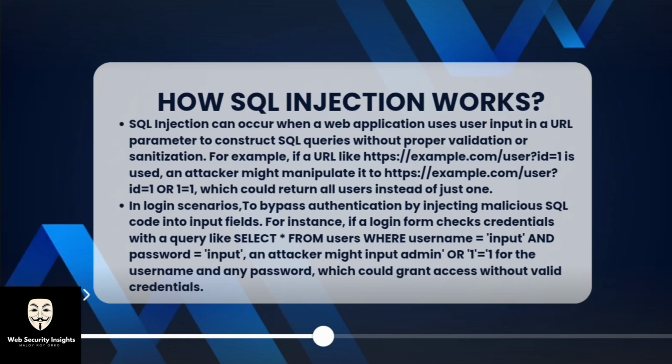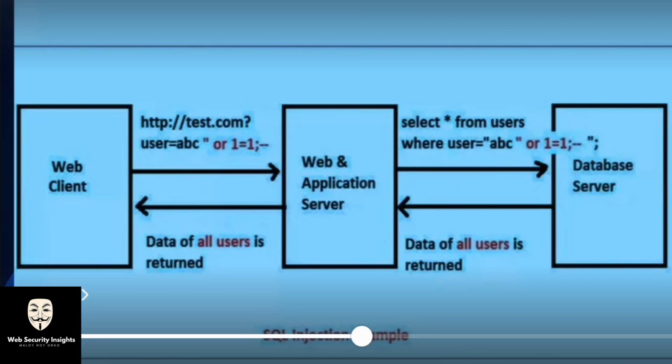So, how does SQL injection work? Let's see an example. As you can see, there is a diagram with a web client, a web and application server, and also a database server. Let's see this scenario. There is a web URL, test.com, with a parameter user, and a default value ABC.